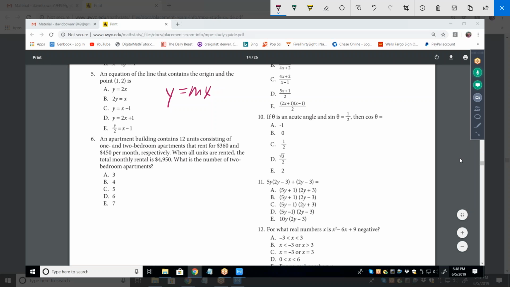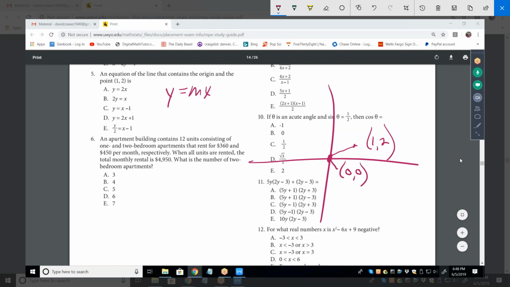What's the slope if I am going from the origin to the point 1, 2? It's the slope of that line. Going over 1 and up 2. Yeah, I didn't draw it right. It's rise over run, so it's 2. So that means the equation of that line is y equals 2x. So that's relatively simple and straightforward.